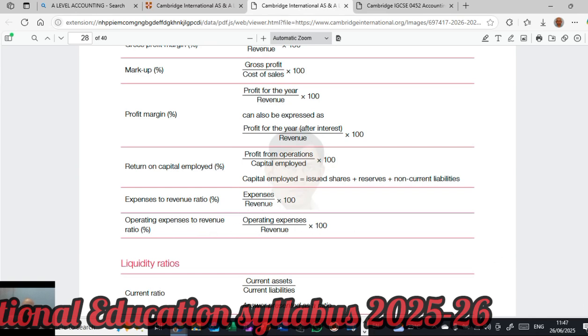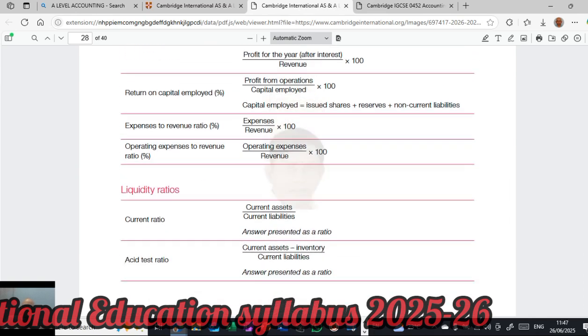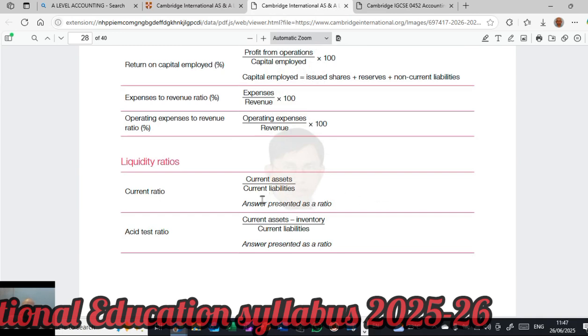So liquidity ratios. Current ratio, current assets upon current liabilities, answer presented as a ratio. Acid test ratio, current assets minus inventory upon current liabilities, answer presented as a ratio.